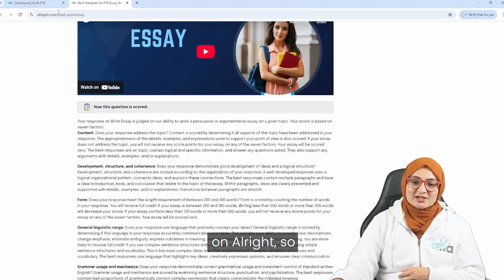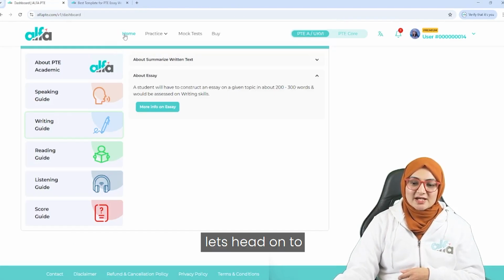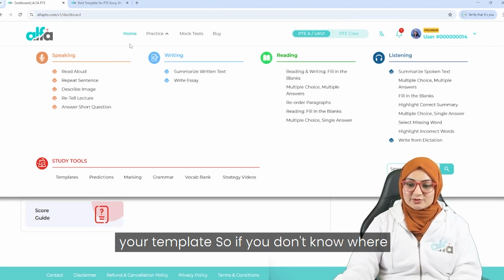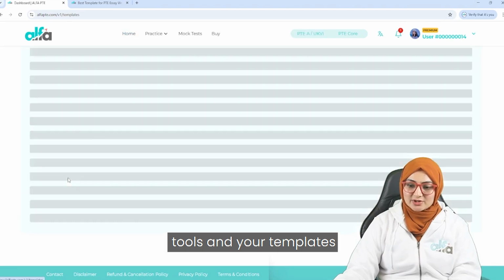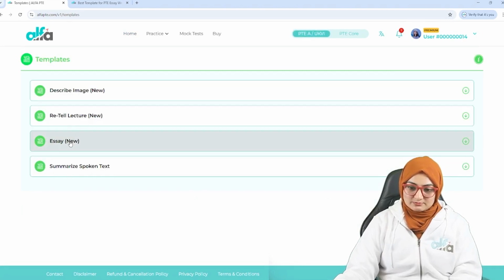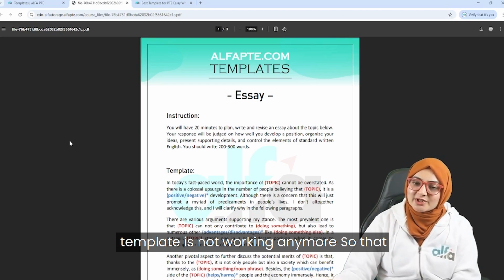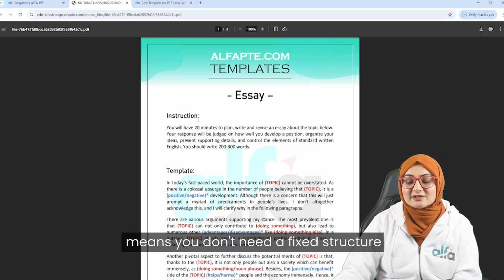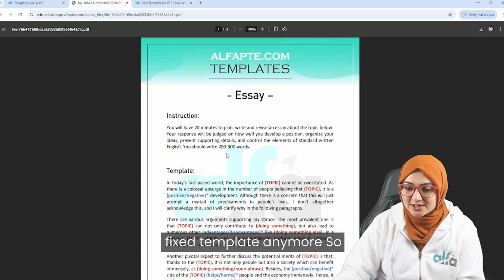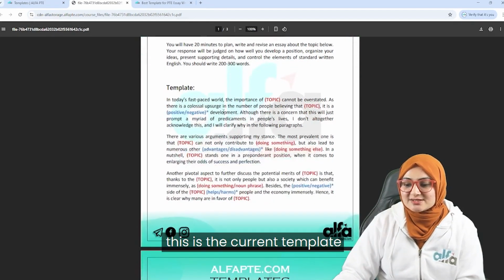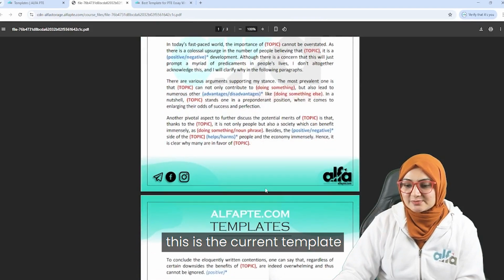All right, so let's head on to your templates. If you don't know where your templates are, they are under practice, study tools, and your templates. This is the new template because the old template is not working anymore. That means you don't need a fixed structure, a fixed template, anymore. Like I said, you have 20 minutes, and this is the current template.